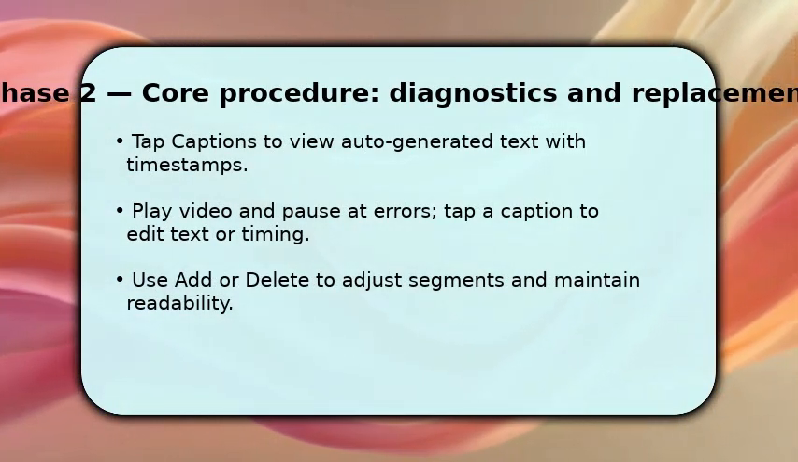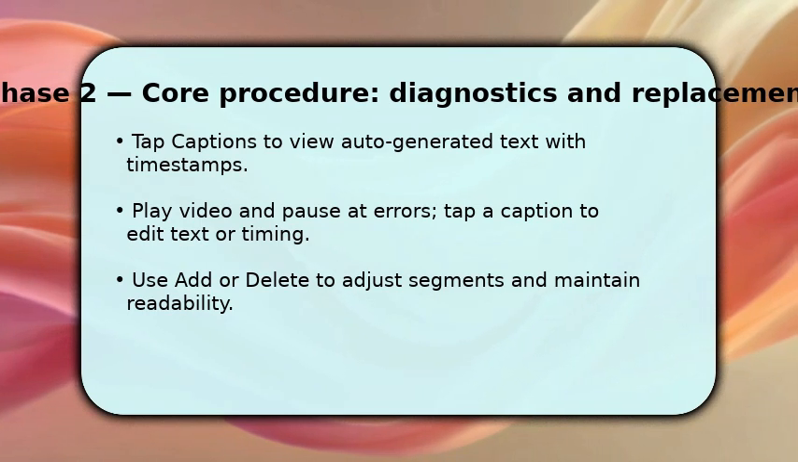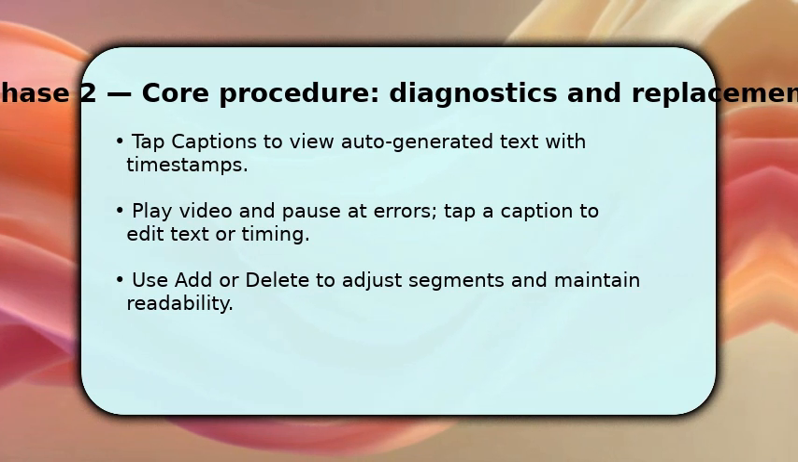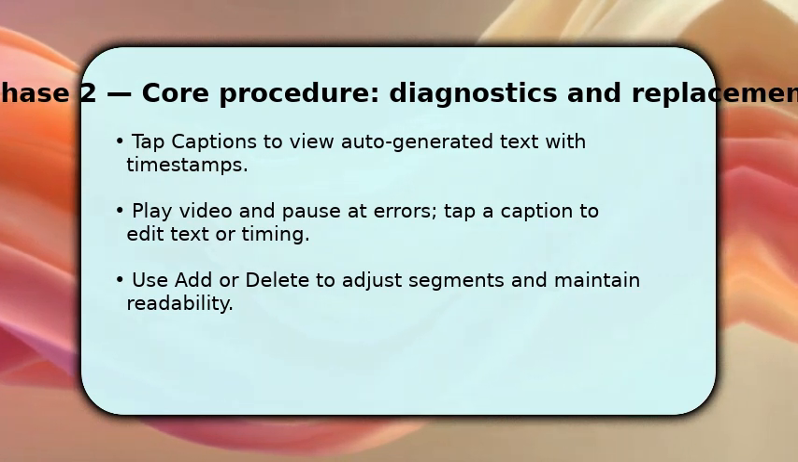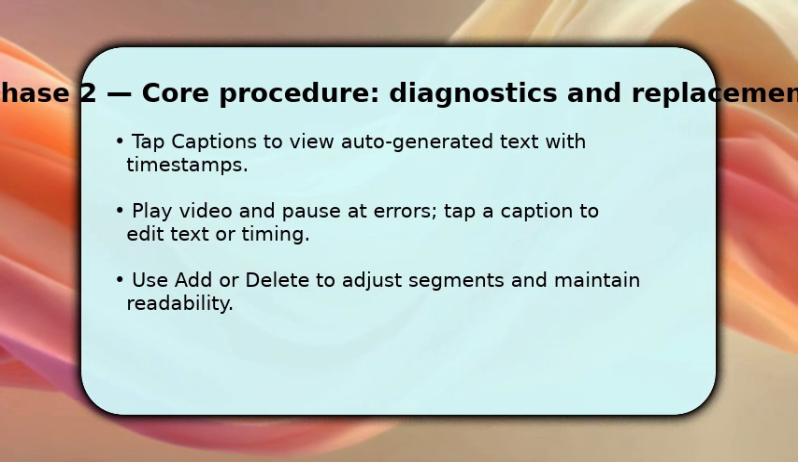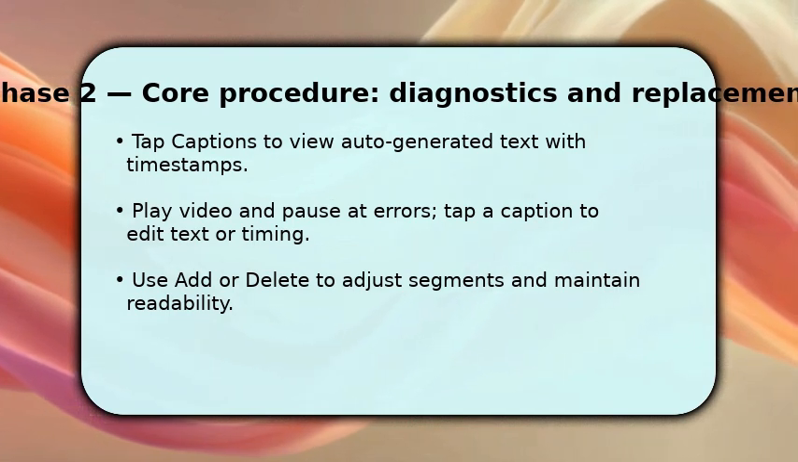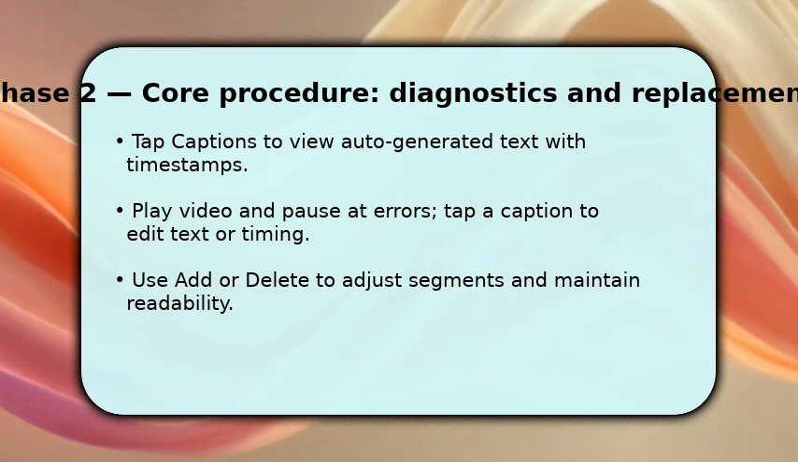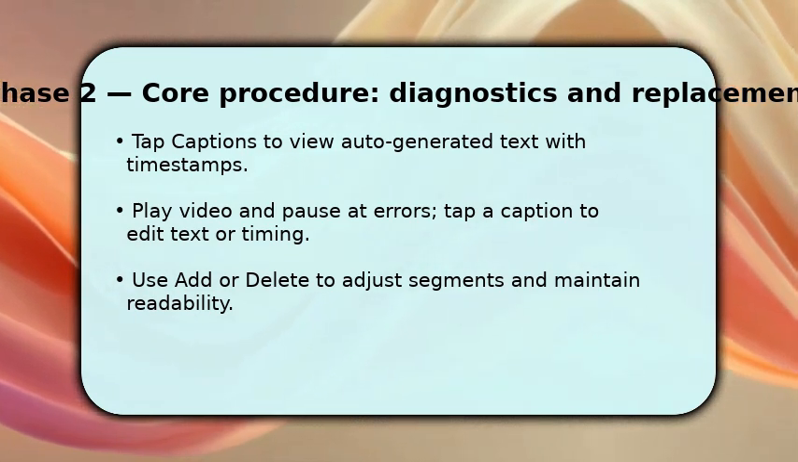Mistakes happen. You'll see captions broken into segments with timestamps. Tap any segment to edit words, punctuation, or casing. Make changes to fix names, jargon, or slang. This improves accessibility and searchability. If timing is off, drag segment handles or split long lines for readability. Keep lines short and readable on screen.